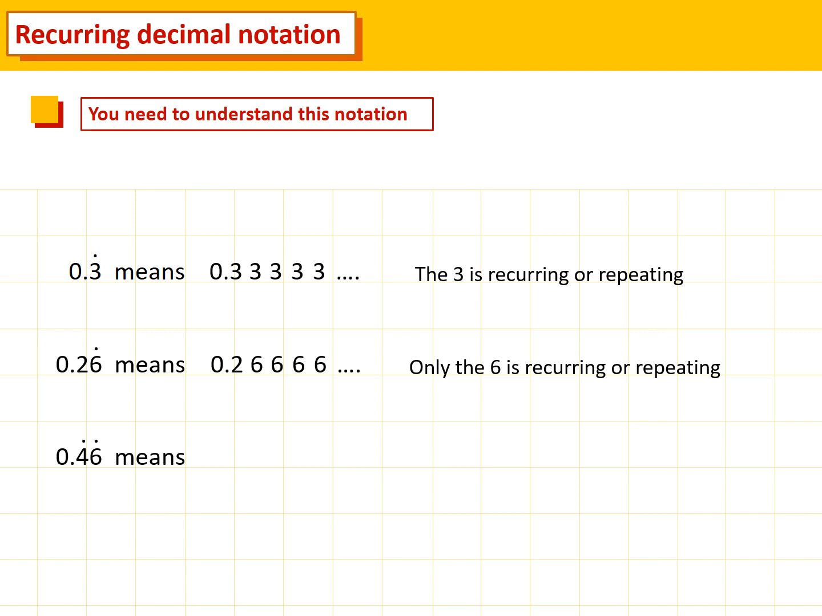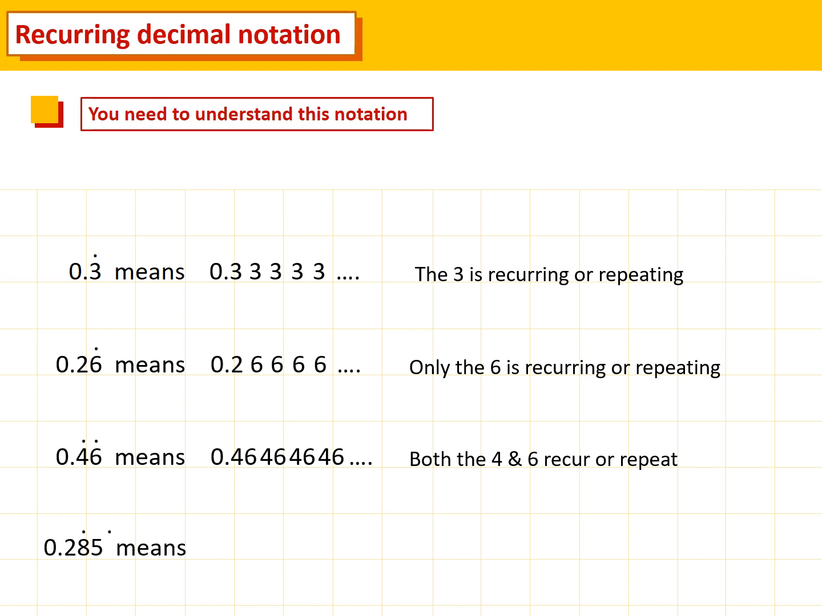However, in this example, we've got a dot over the 4 and the 6, and that does mean that both the 4 and the 6 repeat. So it's 0.46, 46, 46, etc.